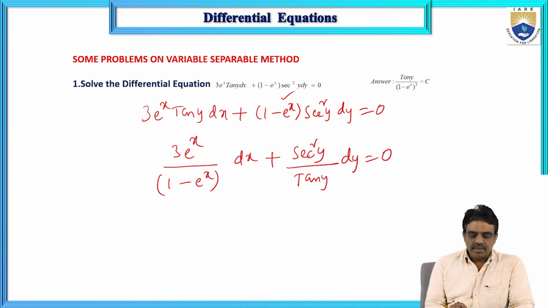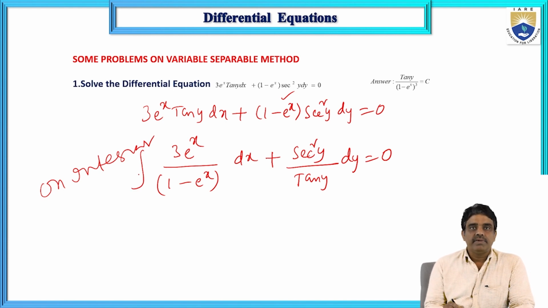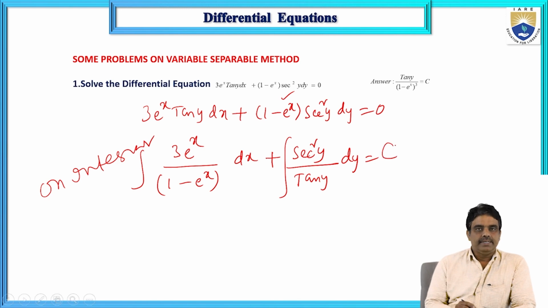Just I am making here the variables of x on dx side and y variables in the second term. In the second term we have secant square y, and in the first term we have tan y. So on writing in the denominator you get secant square y by tan y dy is equal to 0. Now on integrating both sides, integral 3 into e power x by 1 minus e power x dx plus secant square y by tan y dy is equal to, we'll get some constant, let it be c.